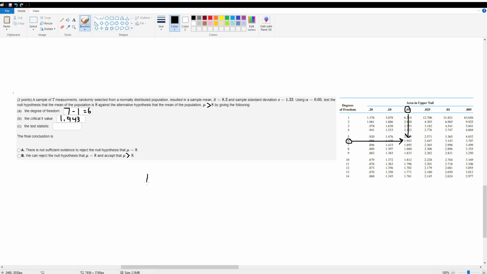Now for our test statistic, we don't have that much of a deviation. It's 8.3 versus 8, so we have 8.3 minus 8, and we divide this by the approximated standard error by taking our sample standard deviation of 1.33 and dividing it by the sample size of 7 being square rooted. And this is going to give us a test statistic of about 0.597.